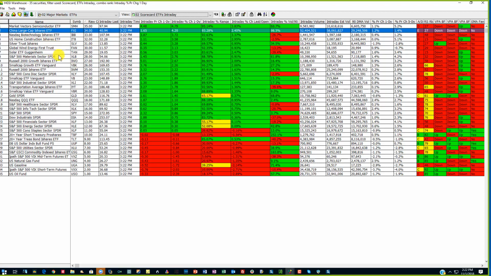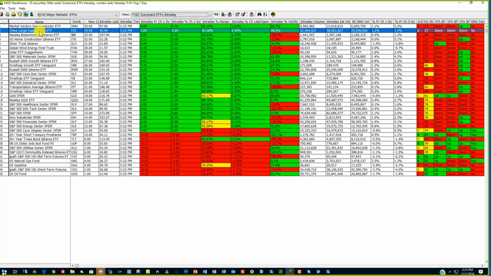Now, remember I call this major market ETFs. When I put this together, these are the ETFs that I selected. There may be some other ones that should be in here or some that shouldn't be. If you have any suggestions, any of you, just let me know. But I think this is a pretty good cross-section.